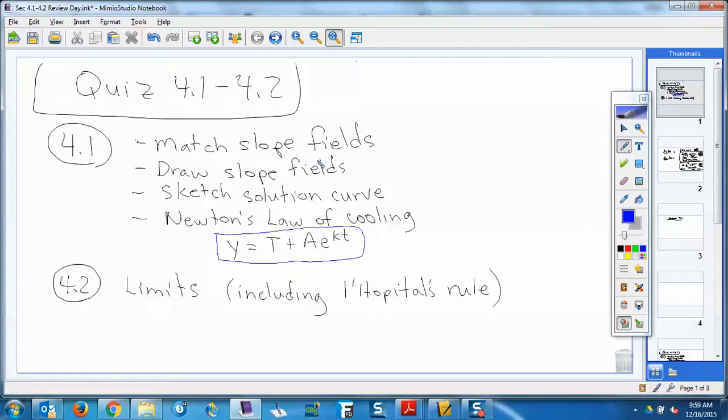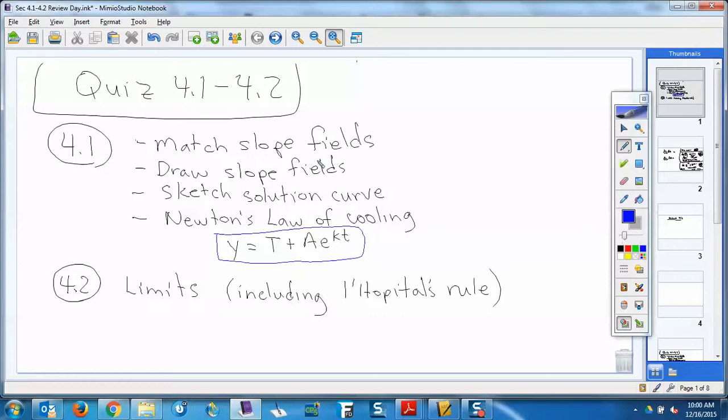If there's 8 of them, 8 matching, I think that might be worth 4 points, right? Because if you miss one, you're going to miss another one, for sure. And so I think it's like a point for each pair that you might miss. And then slope fields, drawing that would be worth a certain amount of points. Sketching a solution curve, they mostly would be pretty easy. Newton's Law of Cooling should be pretty straightforward there.